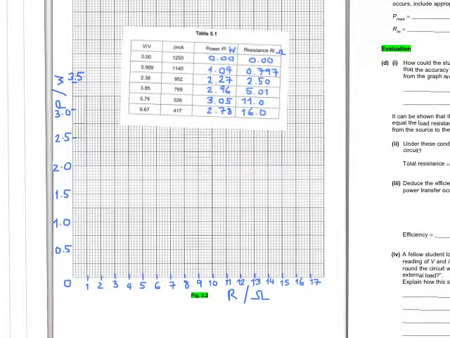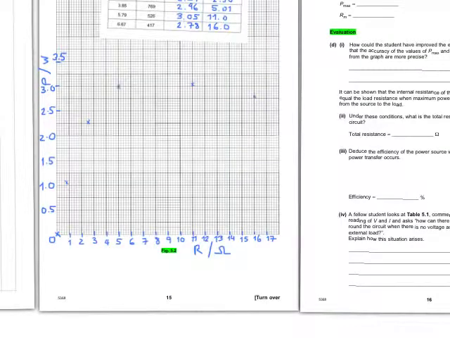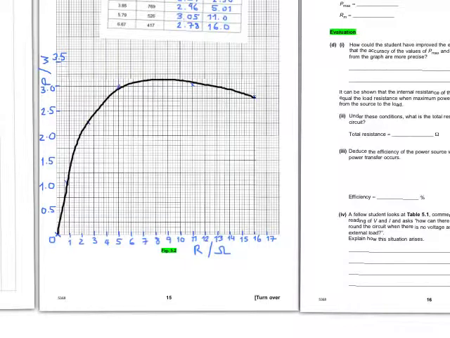Next then, let's plot the points. There now are the 6 points plotted as accurately as possible. The next thing is to draw on the curve, the smooth curved line. So there's the line of best fit now drawn as well.